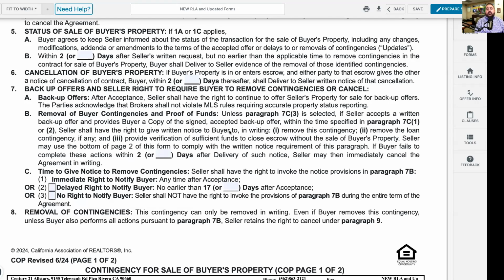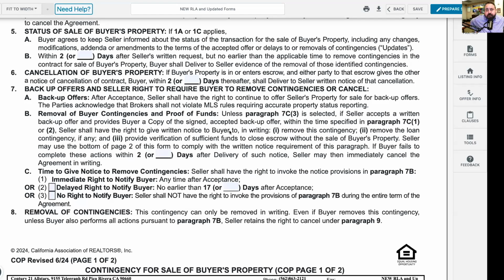What the MLS rules state is that if you have an accepted offer and you want to get backup offers, your status has to be active under contract. That's the CRMLS rules. I don't know any other MLSs. I don't know if Bakersfield or any of those others have different rules. But as far as the CRMLS goes, if you are offering your property for sale for backup offers, in order to attract backup offers, it is active under contract. And that's the only way you can have it.